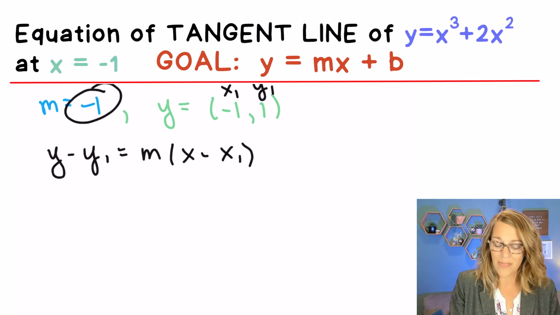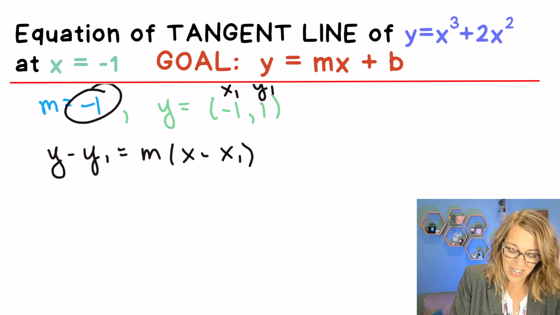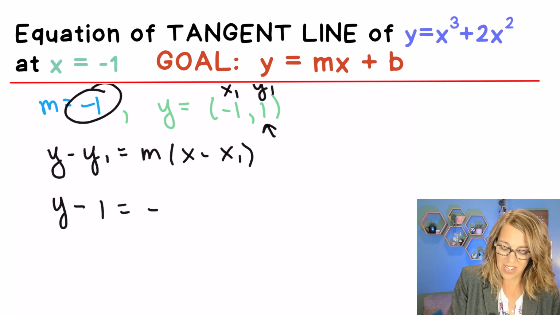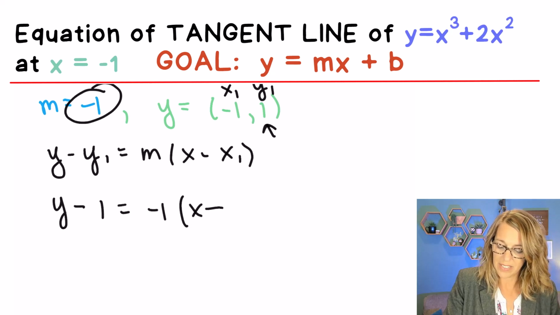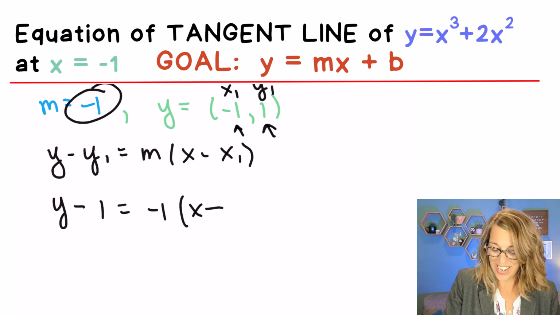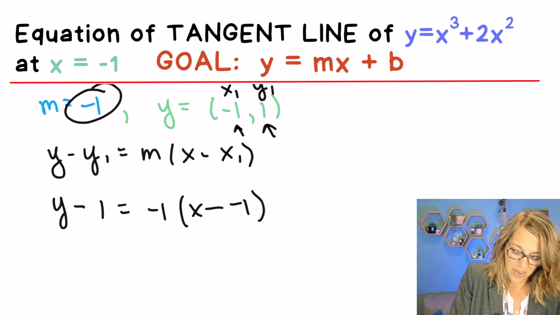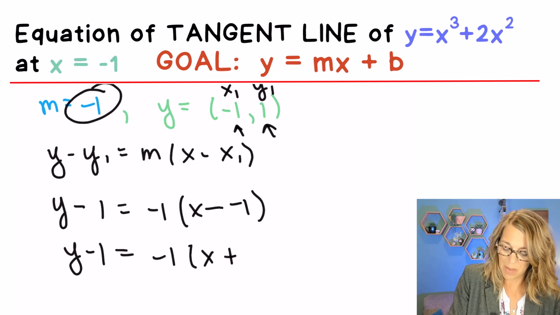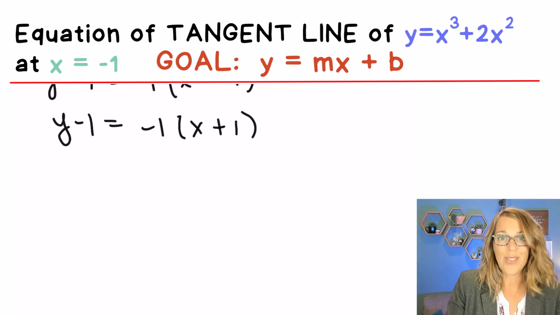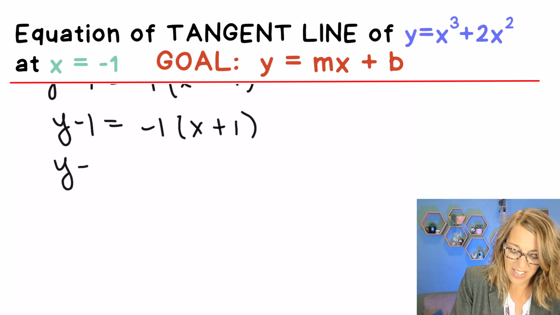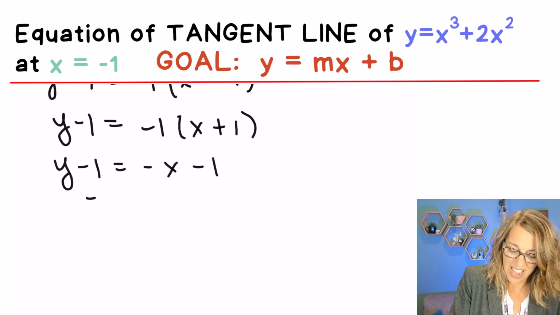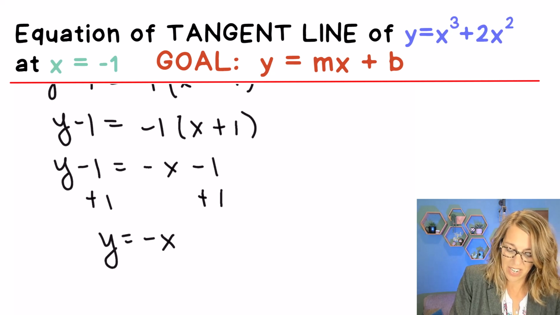Lots of ones floating around here. So we're going to go y minus y1, which is 1, is equal to -1 times (x minus our x1, which is -1), so x minus -1. We've got y minus 1 is equal to -1 times (x plus 1), and now we're just doing the math. Let's distribute the negative on the right-hand side, -x minus 1, add the 1 to both sides, and we get y is equal to -x.